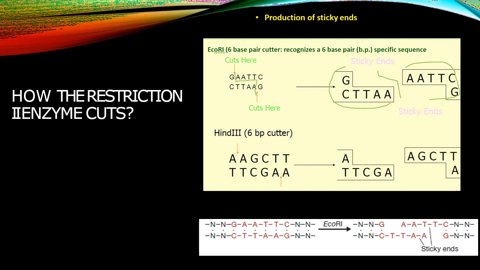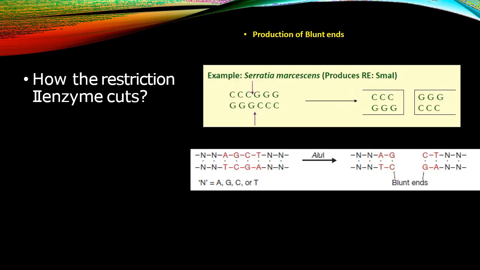So EcoRI always forms sticky ends, as does HindIII, though the sequences are different. But these are complementary, inverted palindromic sequences. Alright, so this is how the production of sticky ends works. So let's move on and talk about the blunt ends as well.